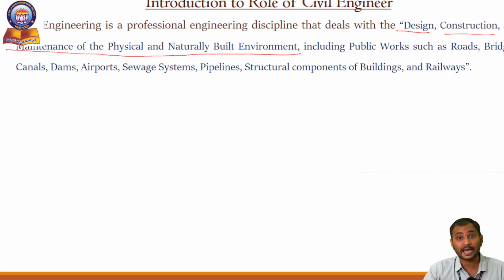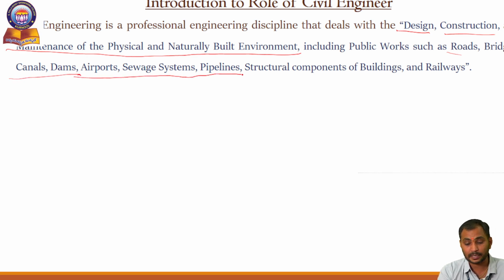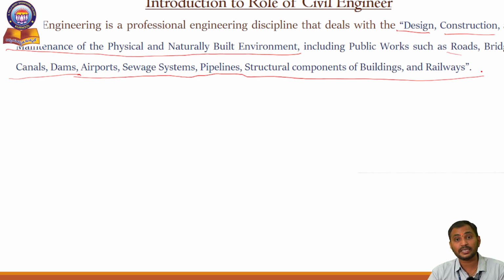The civil engineer has a most important part in our society. Not only roads and bridges, but canals, dams, airports, sewage systems, pipelines, structural components of buildings and railway lines. In all these conditions the civil engineer is involved. That is why in our society the civil engineer has a very important role.